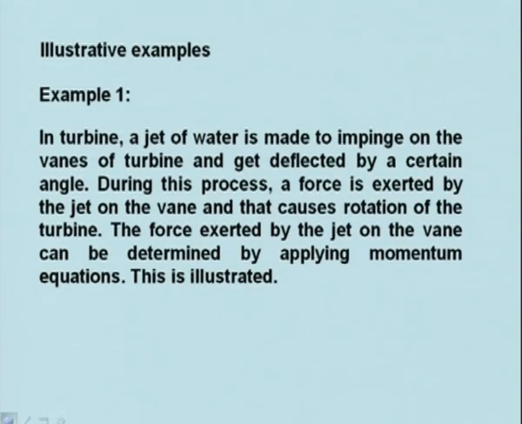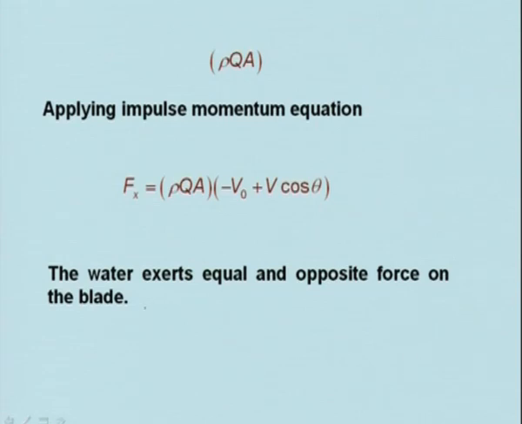So, in a turbine, a jet of water is made to impinge on the vanes of the turbine and get deflected by a certain angle. During this process, a force is exerted by the jet on the vane, and that causes a rotation of the turbine. The force exerted by the jet on the vane can be determined by applying momentum equations. Now, this can be done like this.